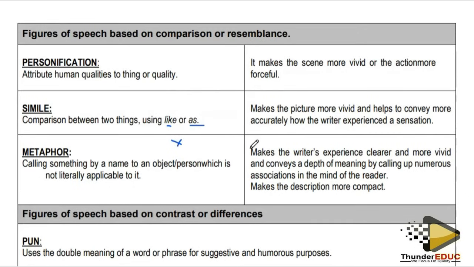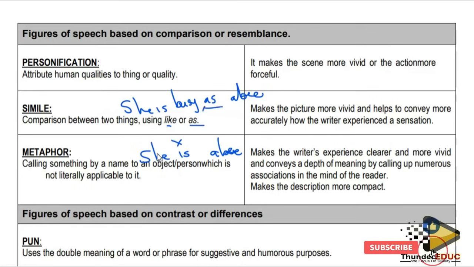But the two things are still there. She is a bee. So when we say she is a bee, it is a comparison, but without like or as. But here we said she is busy as a bee. So as a result, we are talking about the as being there. In She is a bee, the as is not there, but the comparison is still there. So that is the difference between a simile and a metaphor.